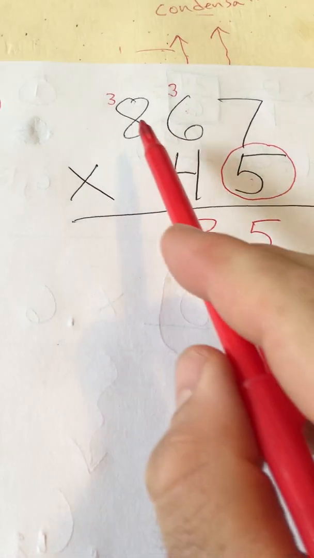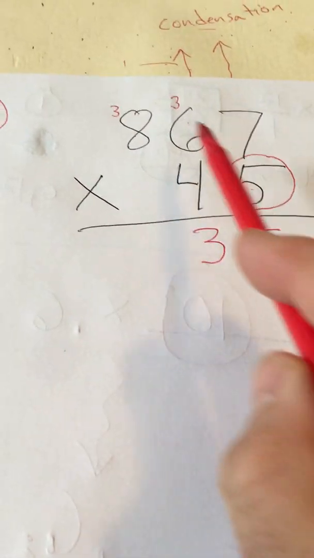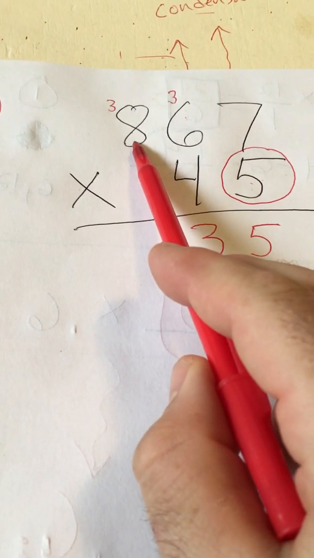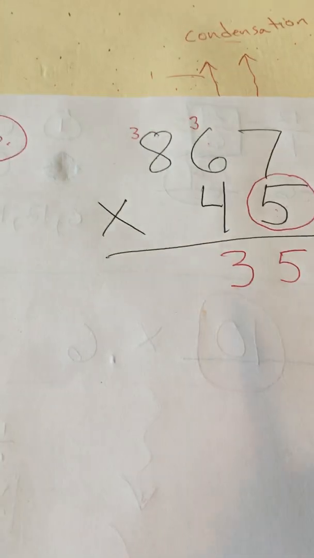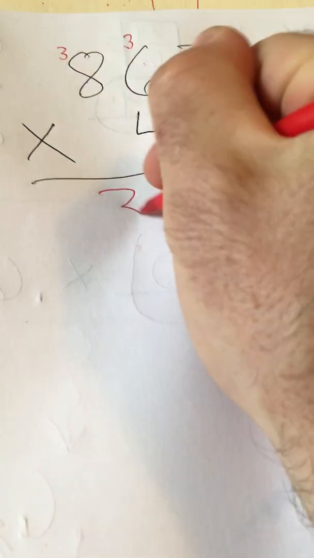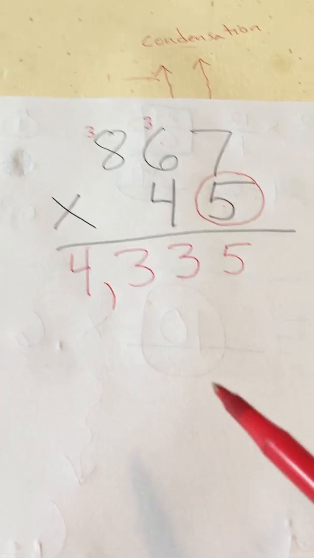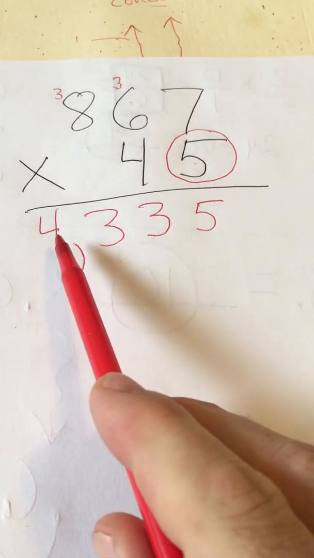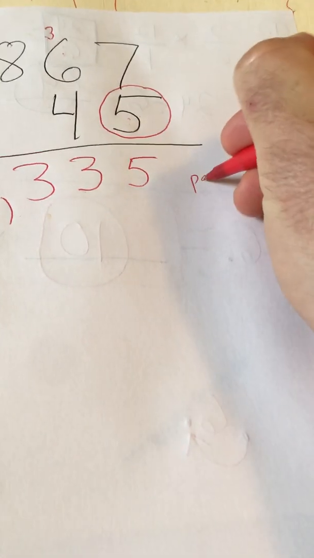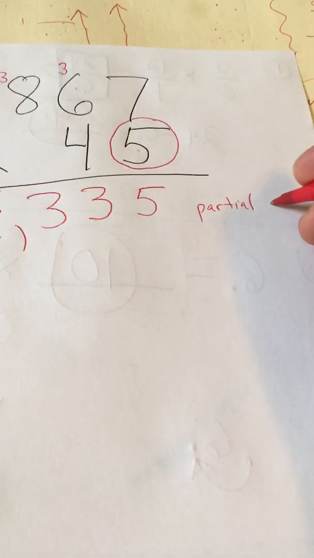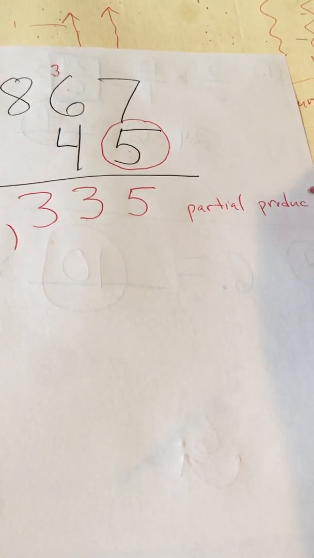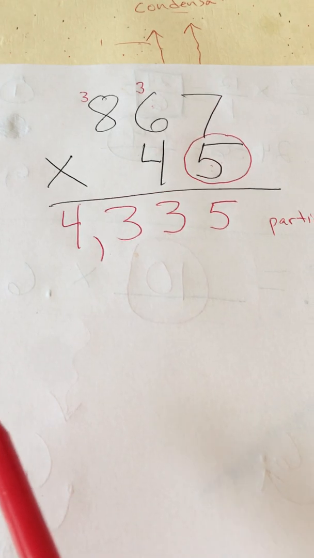Then we do 5 times 800. So 5 times 8 is 40 hundreds. Plus the 3 that we carried is 43 hundreds, which turns out to be 4,300. Okay, so far we have our first partial product because it's part of the answer to this multiplication problem. Our first partial product is 4,335.